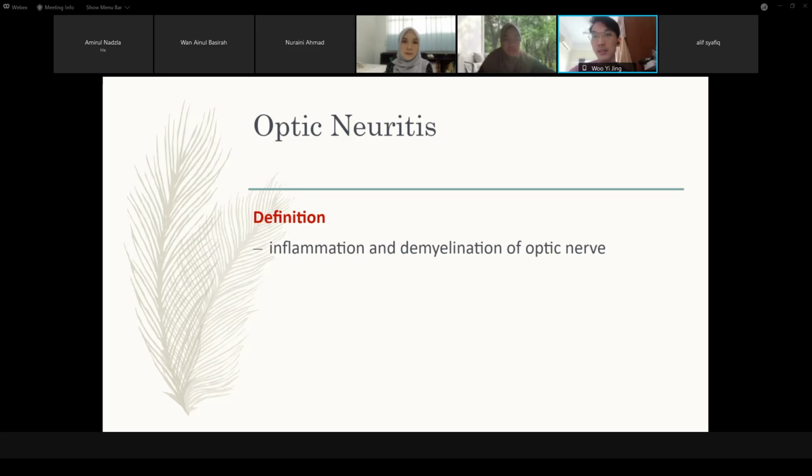Definition of optic neuritis: inflammation and demyelination of optic nerve. Right, next slide.